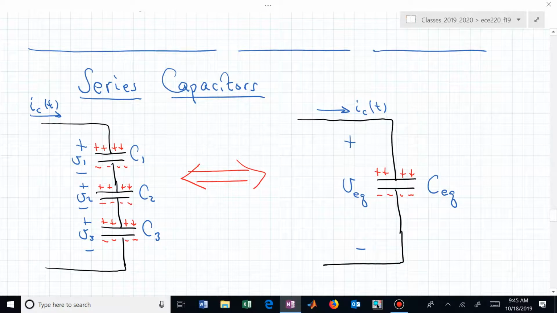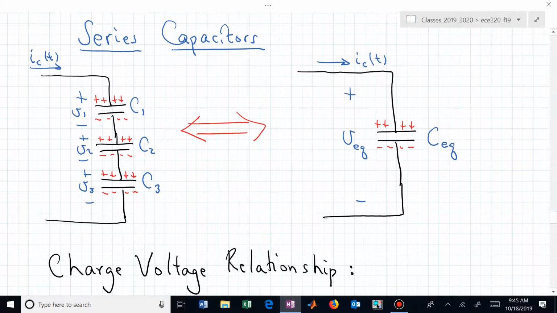Now what you have to convince yourself of is that the charge on each of these plates, the positive plate and the negative plate, on all of those capacitors are the same. You're displacing the same amount of charge on C1's plates, C2's plates, and C3's plates.